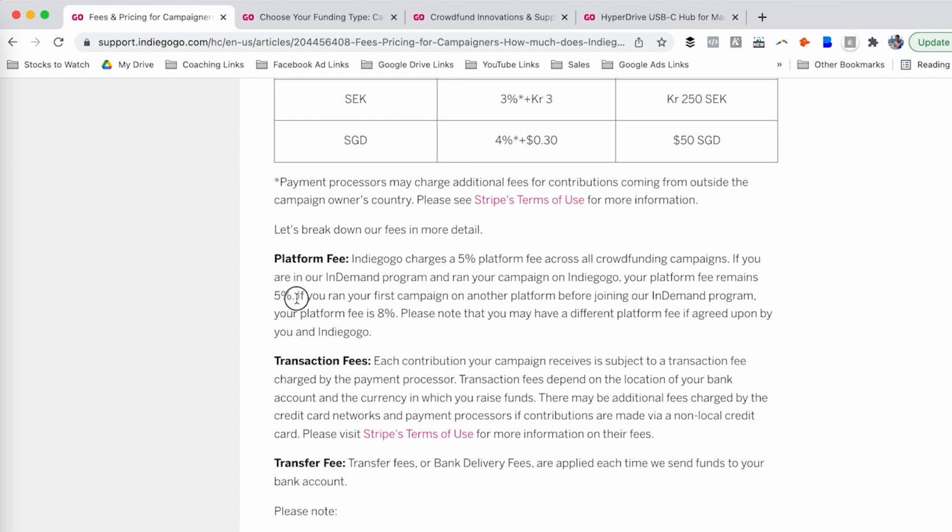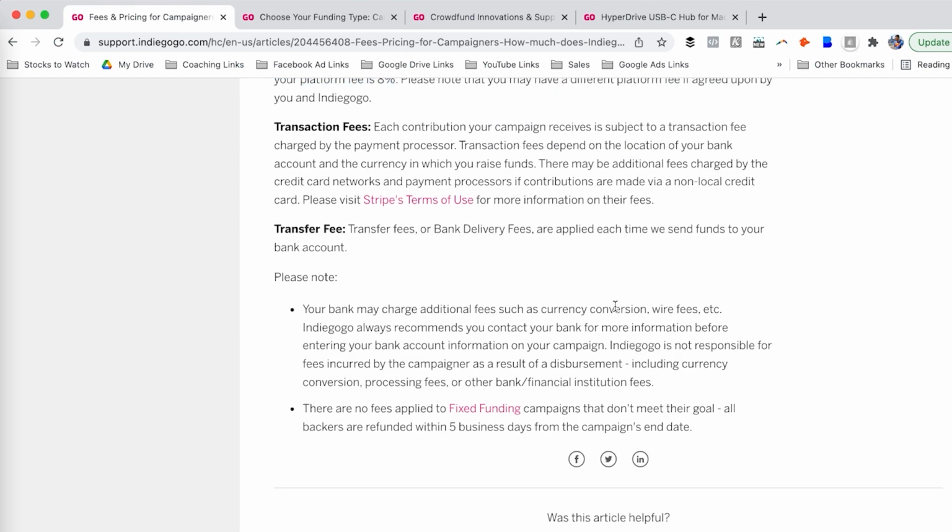Okay, so if you ran your campaign on another platform before joining the in-demand program, your platform fee is 8%. Because they don't like the fact that you're on another platform, I guess. But also there is some setup, obviously, that comes with porting your campaign over to in-demand. So if you ran it on, quote unquote, another platform, which almost always is Kickstarter, right? Then you are going to have to pay the 8% fee, unfortunately, when you enter the in-demand program, as well as the payment processing and potentially the transfer fee, right? If you're outside of the United States there.